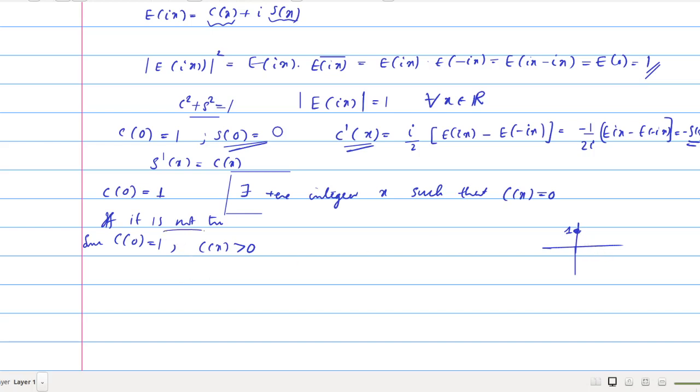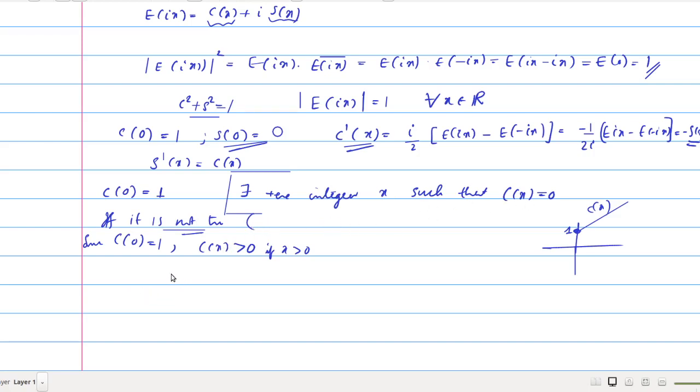So if there is no zero, then c of x is always positive. If c of x is always positive, it means for all x greater than 0, we have c of x greater than 0. If that is not true, it means there is no positive zero for this c. Okay, so that is our assumption.